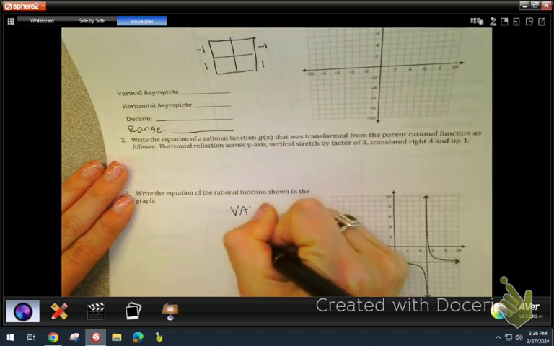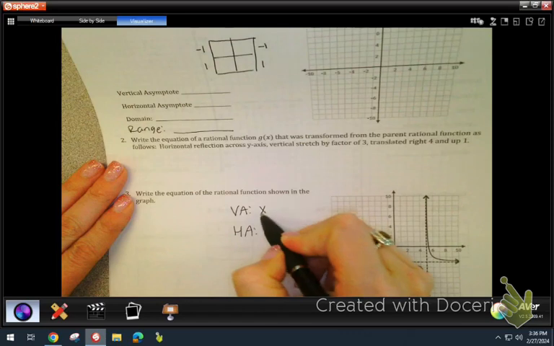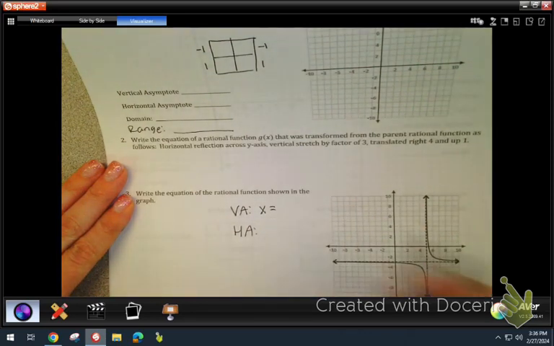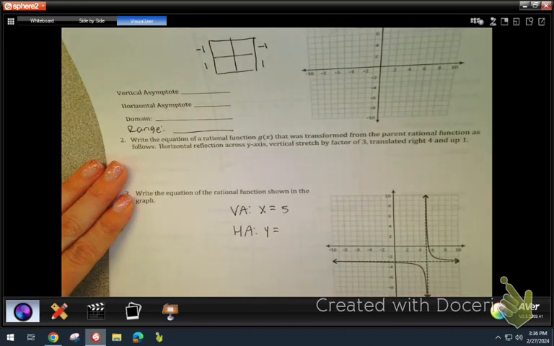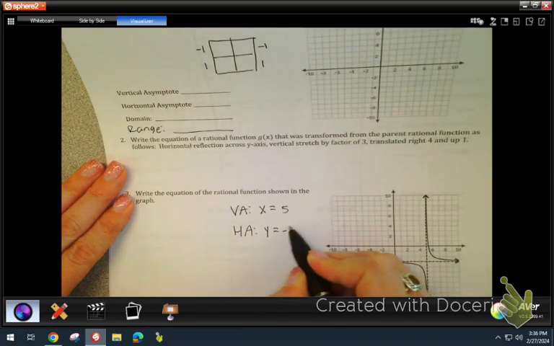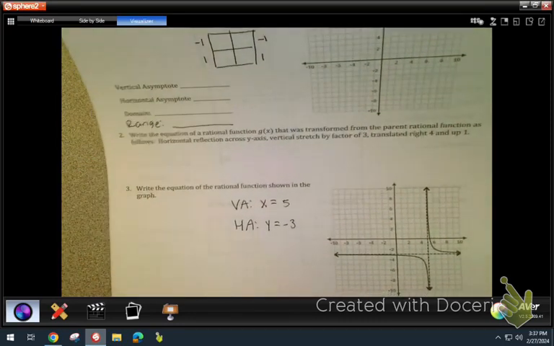Vertical asymptote, horizontal asymptote. What is the vertical asymptote? 5. How do you write it? And the horizontal is Y equals -3. Okay? Because none of the other points are really very nice and pretty and we don't want to guesstimate, I'm not able to write this in rational form. Okay? So I'm going to do this one with you.